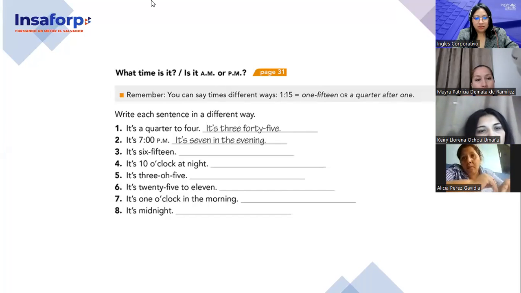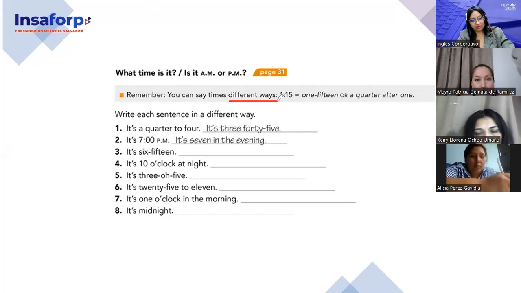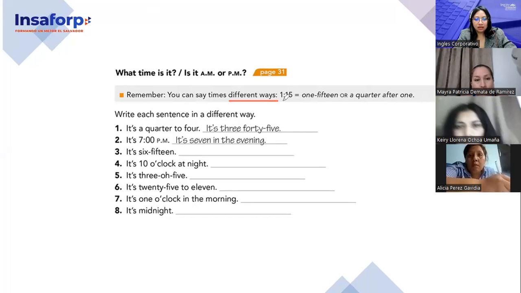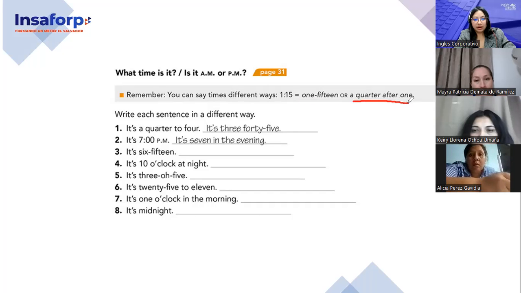Remember, you can say the time in different ways. Aquí nos da, miren. Acuérdense, remember, you can say the time in different ways. Lo más común es dos formas diferentes. Different ways. Así se dice, formas diferentes. For example, 1:15 or a quarter after one. So what are you going to do?